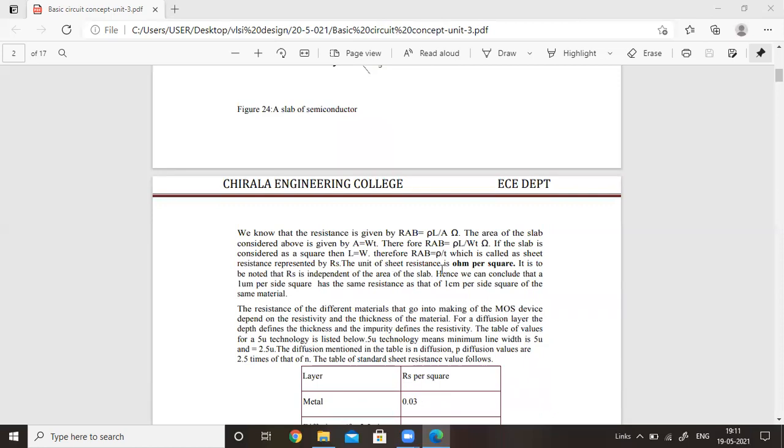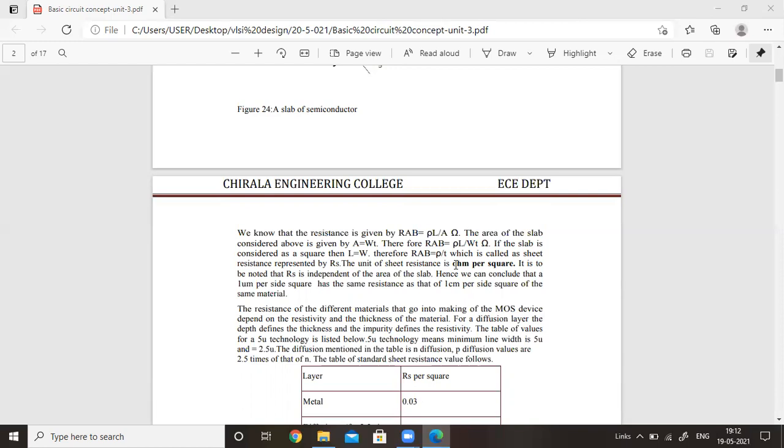That is the main thing in this case, and we represent the sheet resistance by RS. This sheet resistance is independent of area. What is the sheet resistance here? RS is equal to rho by T, because rho is the specific resistivity of the material and T is the thickness. It is independent of the area, so it does not depend upon the area of the layer. But it depends upon the thickness and resistivity of the material. So that is the sheet resistance.